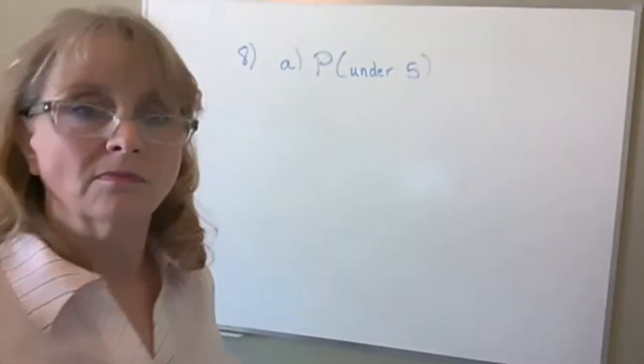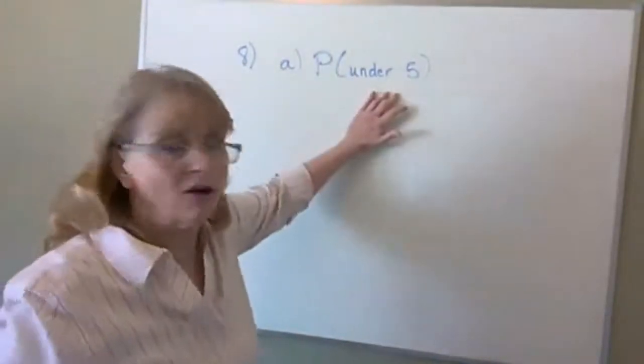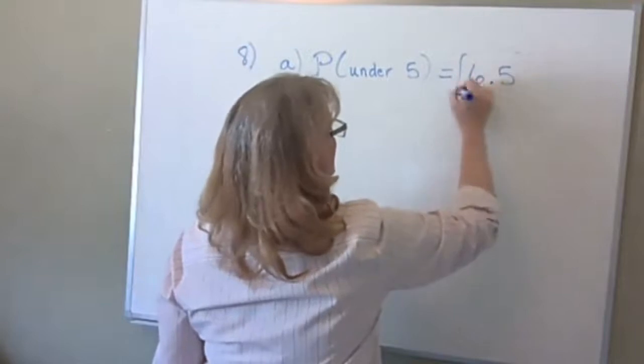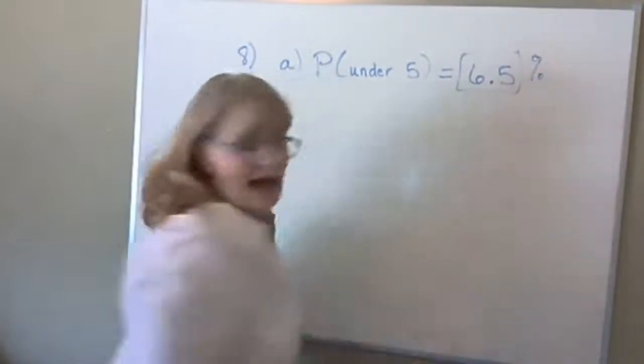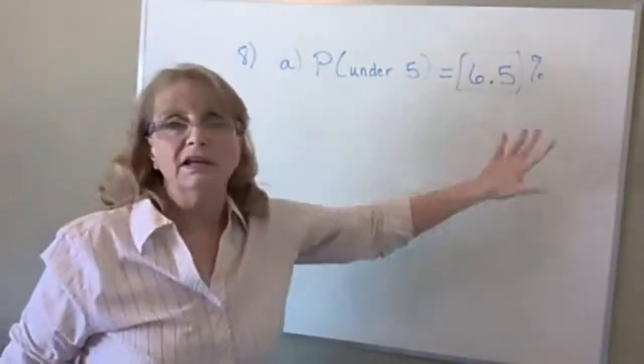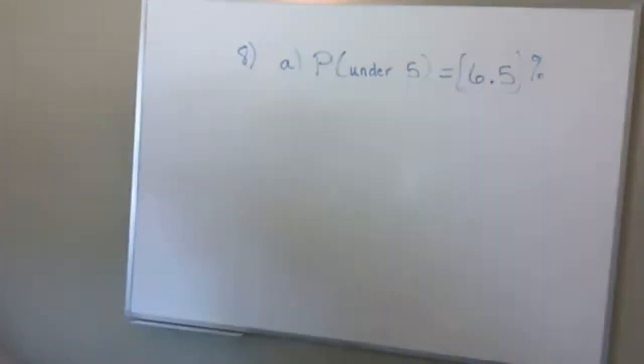So the probability they're under 5, don't make it harder than it is. That percent is given there, 6.5. And since they have the percent sign out there outside of the box for you, don't put it inside the box or my math lab will count it wrong. So I'm just going to put in the box 6.5.